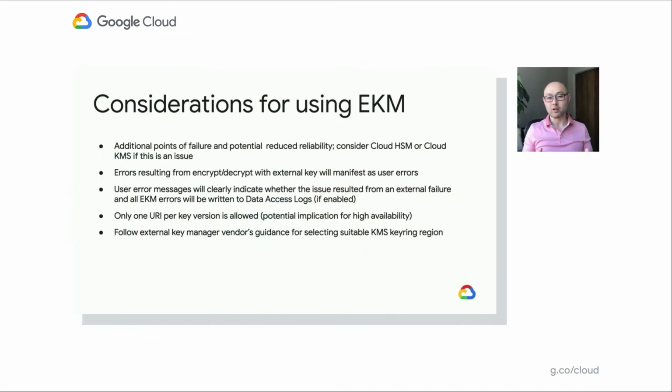Now, there are a few considerations that I'd like you to take away when you actually use this. First of all, these things are outside of Google infrastructure. As a result, there are additional points of failure introduced. If this is a big concern for you, where you need a high degree of availability, a high degree of performance, low latency, all that stuff, and you want to make sure that something has cloud scale, for example, then it may be worth considering using Cloud KMS or Cloud HSM instead, right?